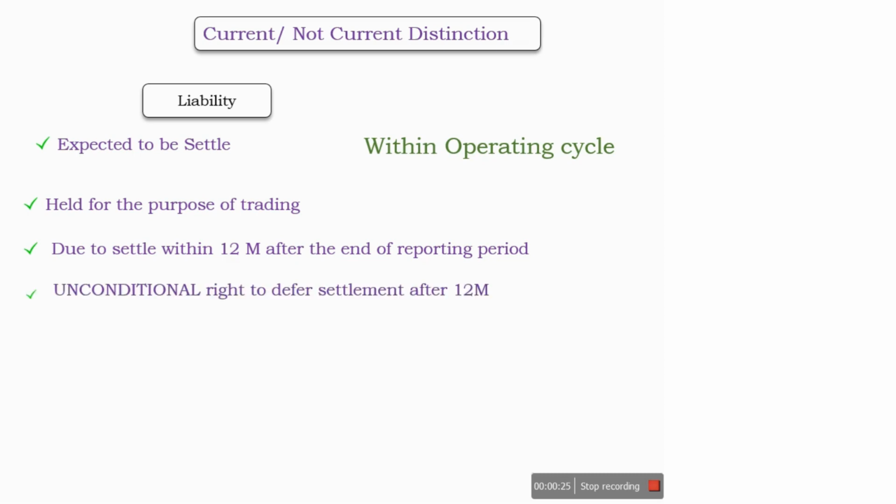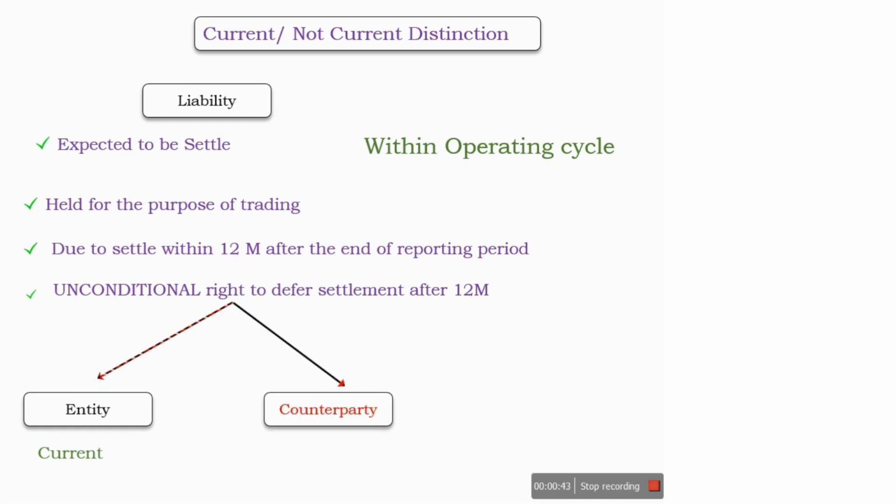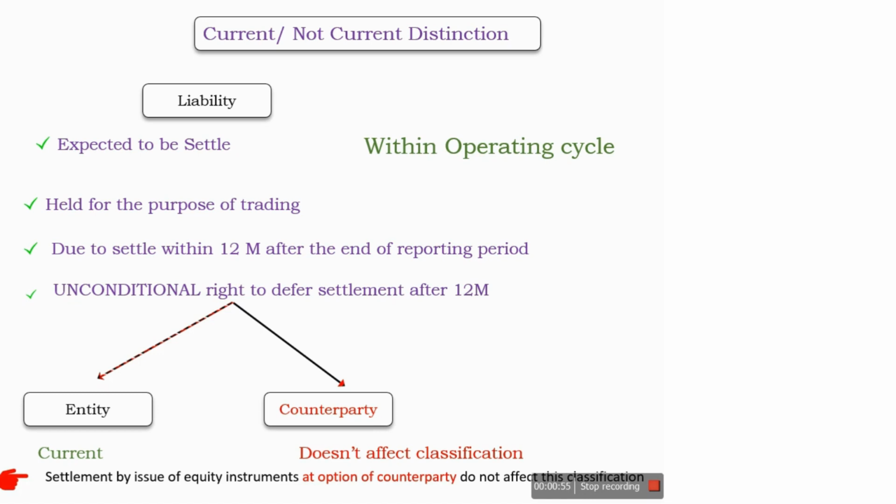Apart from it, there is one more condition: if there is an unconditional right to defer the settlement beyond 12 months from the reporting period, and this right lies with the entity, in that case the liability will be classified as non-current. And if this right of unconditional settlement lies with the counterparty, in that case it does not affect the classification. Similarly, there is one more important thing: if settlement is by issue of equity instrument at the option of the counterparty, in that case also it will not affect the classification of liabilities into current and non-current.